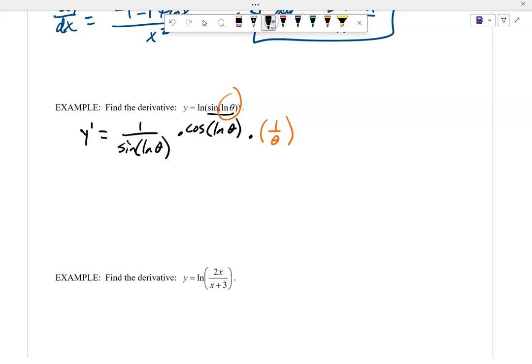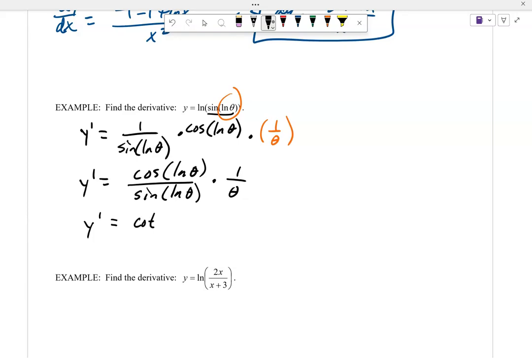So it looks like we have y prime being cosine of the natural log of theta over the sine of the natural log of theta, times 1 over theta. So y prime just ends up being cosine over sine, with the same input there, which is cotangent.